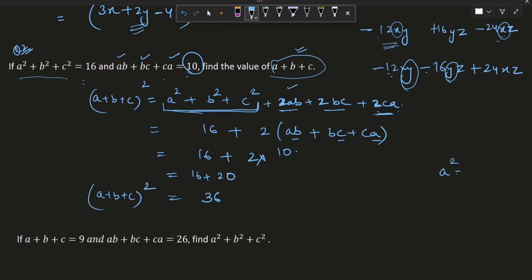Now if a square is given as something, say 100, what do you do? You take the square root of 100, right? So same thing here also. So what will be a plus b plus c? It will be the square root of 36, which will be plus minus 6.